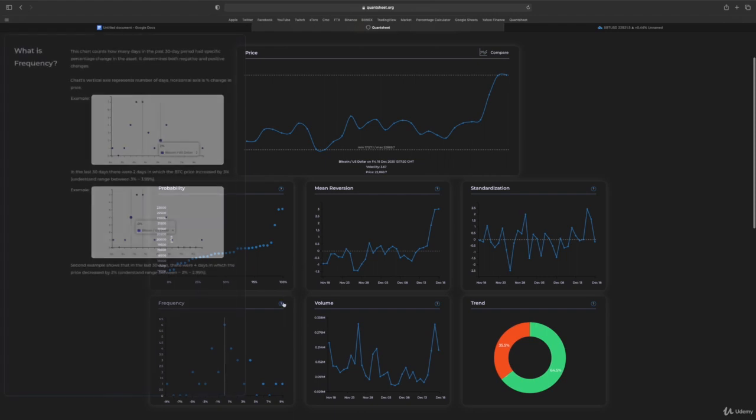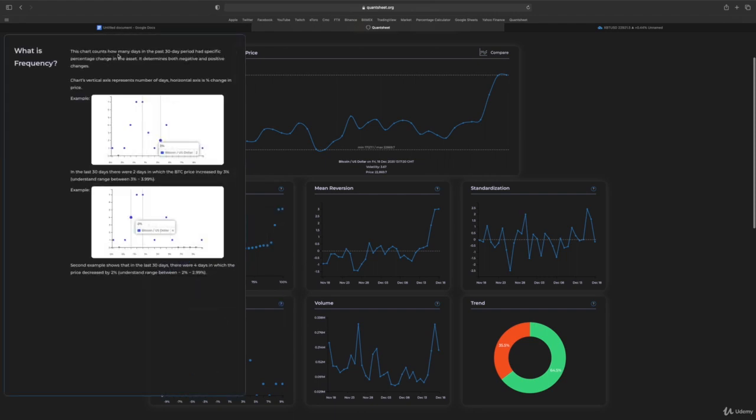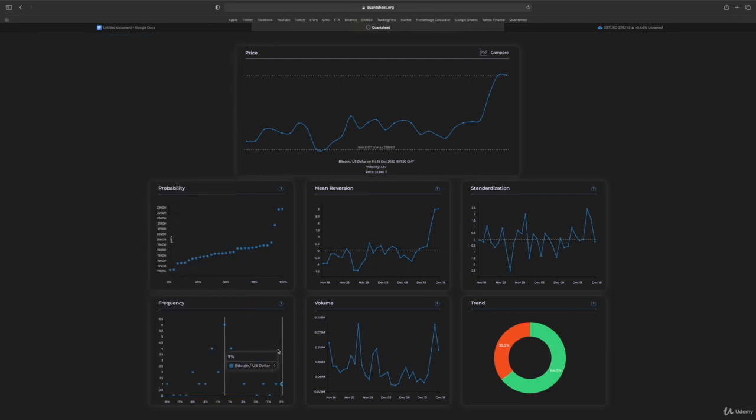Then we have frequency, and as you can see, this chart counts how many days in the past 30 days have a specific percentage change in the asset. So this basically means that if I, for example, click on this dot, we see 2% on the top and then number 3 on the right side. So this is telling us that we have 3 days in the last 30 days that the price went up more than 2%. It is basically between 2 and 3%. So the price could be 2.4% or 2.6%, 2.8%, right?